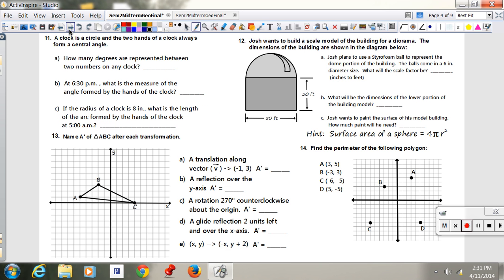Perfect timing on the clock with number 11. Okay, so I'm going to show you the clock right now. It's kind of at a perfect time because it's at like 2:30. Let me show you what happens here. First, how many degrees are represented by the numbers on any clock? Well, how many degrees in a circle? 360. How many numbers on a clock? 12. Just divide those two. It's going to be a 30-degree angle. That's for all the tests.